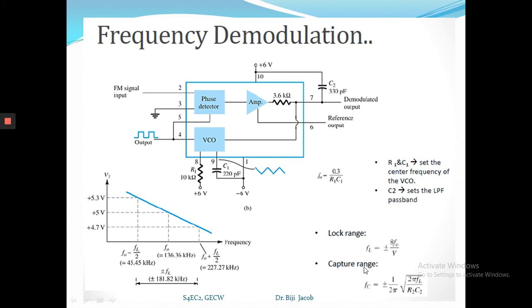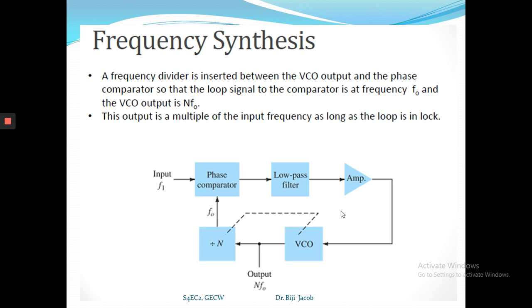Then the capture range, fC, in turn depends upon the lock range. Capture range is plus or minus 1 by 2 pi times the square root of 2 pi times the lock range divided by R2 C2. R2 C2 are the resistance and capacitance of your low pass filter, so this low pass filter determines the capture range. The higher the bandwidth or cutoff frequency of the low pass filter, the lower the capture range.